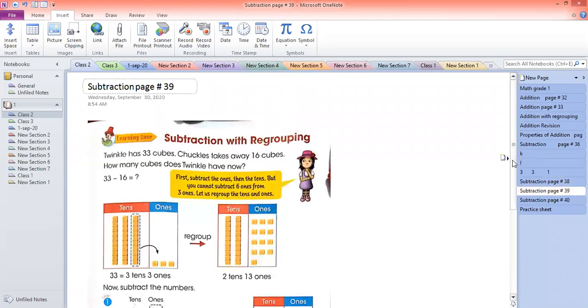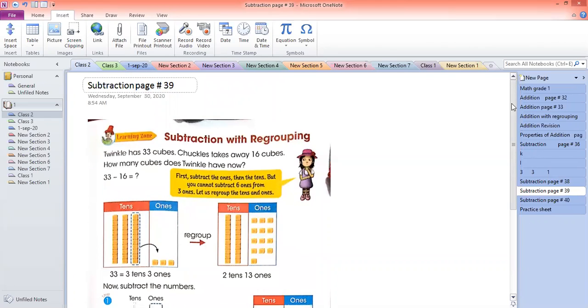So please open page number 39 of your book. The heading is subtraction with regrouping. And here we have one example.